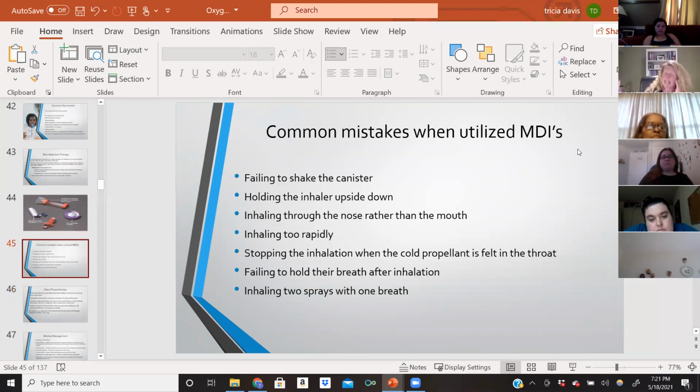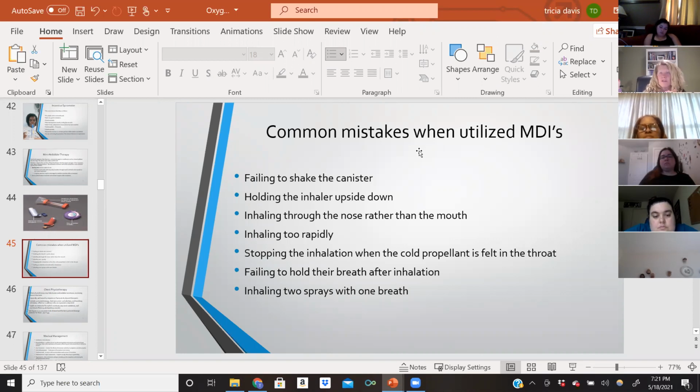So common mistakes that get made when patients use their MDI. Sometimes they don't shake the canister. When they don't shake the canister, all the medicine doesn't get into the chamber. It doesn't all get mixed up. And when they inhale, they don't get a good dose of the medication. Sometimes they hold the inhaler upside down. So if it's a patient that's really sick and you're giving them the inhaler, you can hold the inhaler for them and just tell them when you put it up to their lips to take a deep breath. You can do that for them.